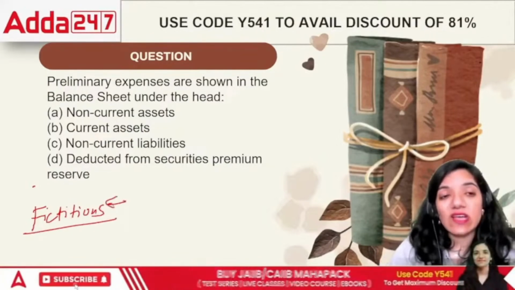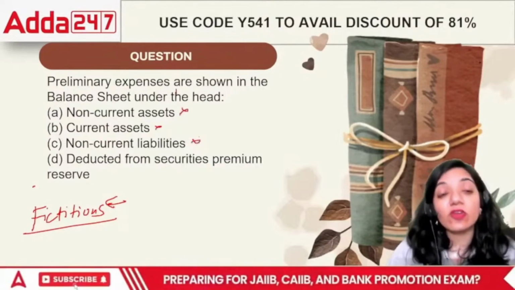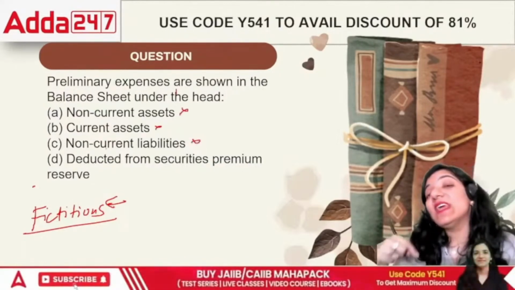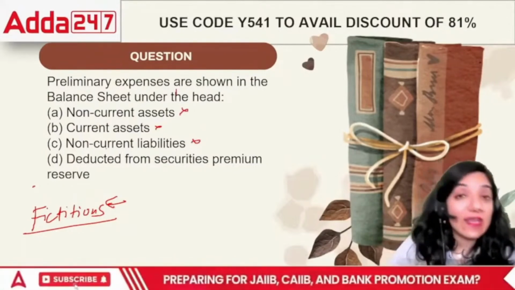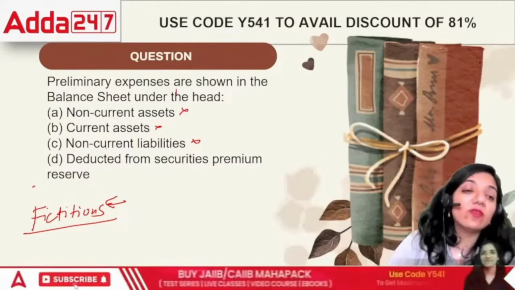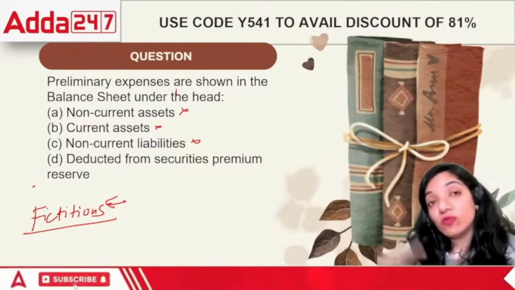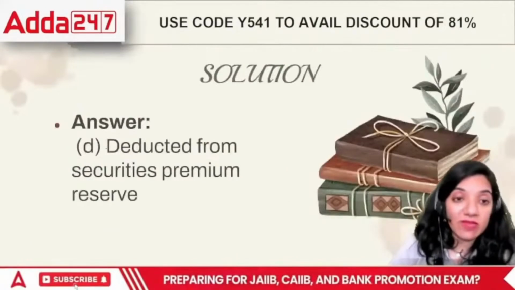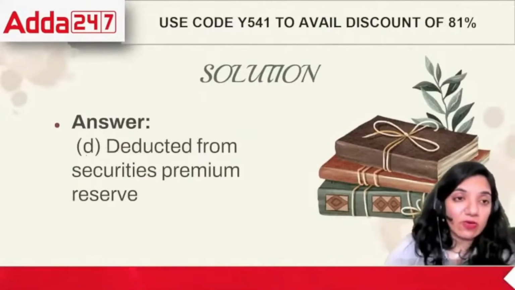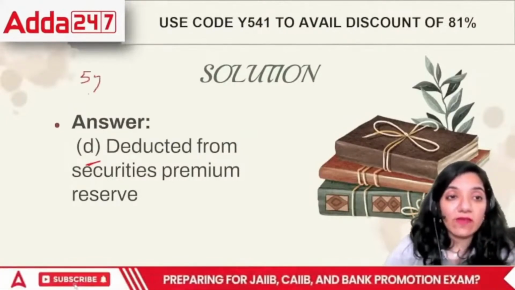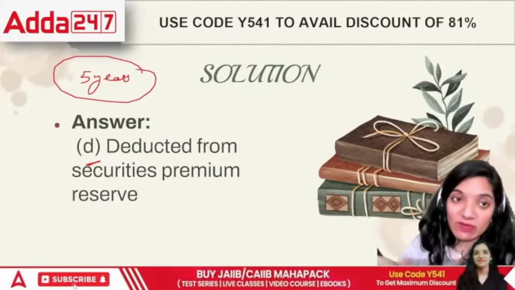If we have a fictitious asset, it is not shown in the non-current or current assets at all, and it is not a part of non-current liabilities. This is something which has to be eliminated from the books of accounts. So if it has to be eliminated, then what will we do? It is deducted from the securities premium reserve, because we will use securities premium reserve to write off the preliminary expenses. Normally, preliminary expenses are not written off in the year itself. They would be written off over a period of 5 years, and that too, this is something that the Income Tax Act 1961 has prescribed under Section 35D.